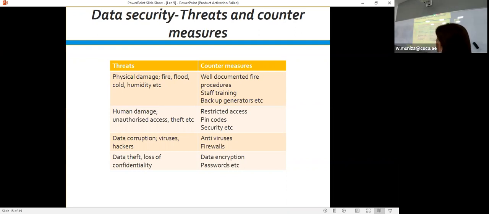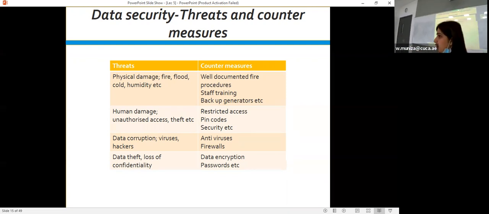Then if the threat is regarding data corruption, sometimes the data becomes corrupted as well. The data files are not going to open. It means that the data has been corrupted. Now it cannot be used by anyone. In the case of a virus, in the case of hackers, if someone hacks your particular data, then what can be the countermeasures regarding that?